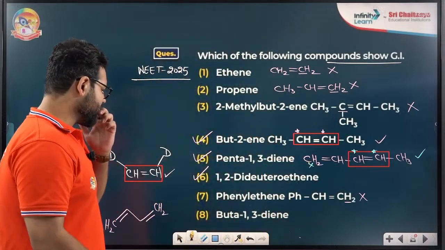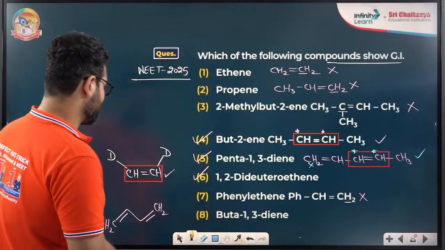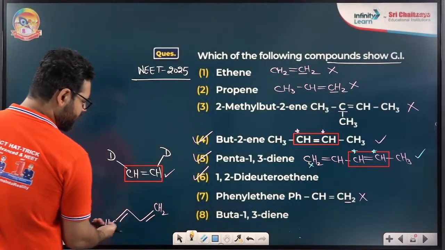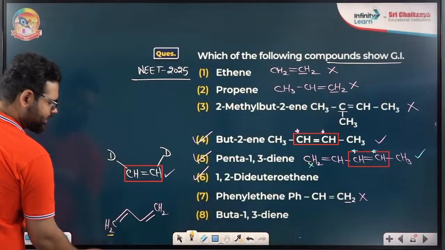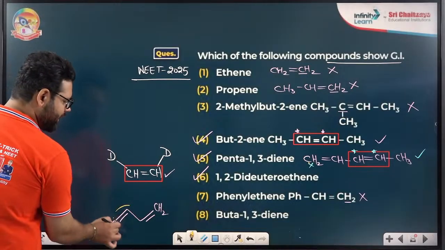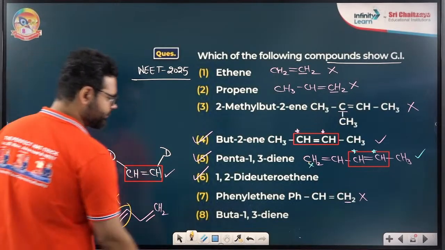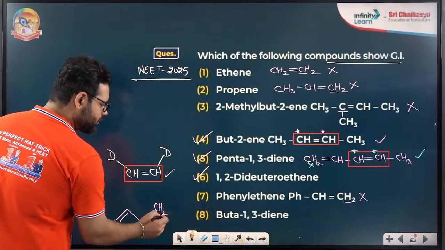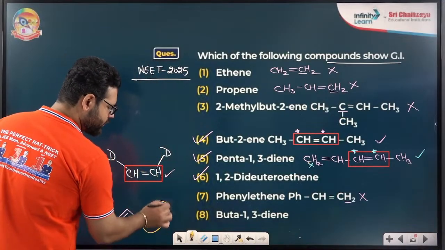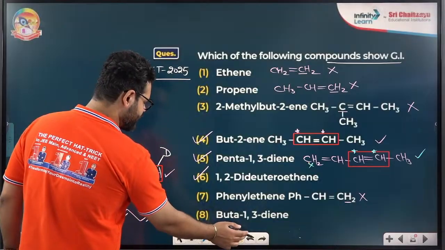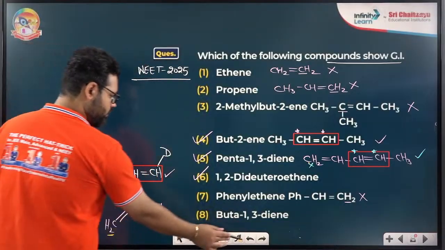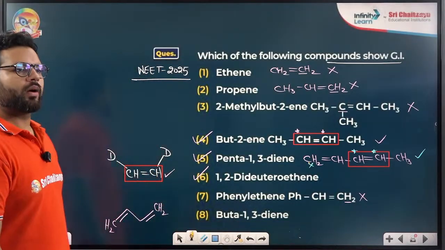Someone is asking why not 8? Butadiene, this is buta-1,3-diene. On this side the carbon has two hydrogens, so this alkene is not satisfying the condition. This side also, this sp2 carbon has two hydrogens, so this alkene is also not satisfying the condition.